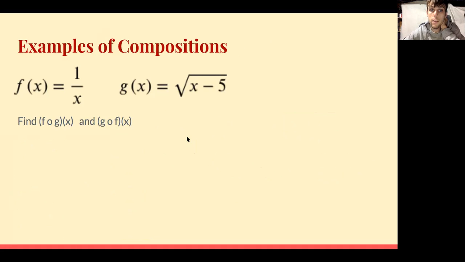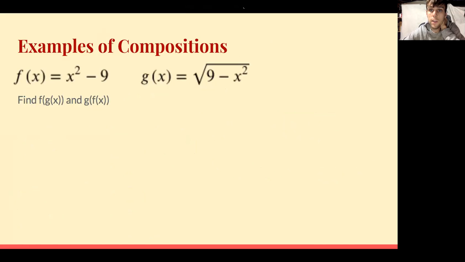Okay, and the last page here, we'll go ahead and look at these. All right, we have f of x is x squared minus 9, and then g of x is the square root of 9 minus x squared. Okay, we'll go ahead and do the first composition here, so we're doing f of g of x, which is root 9 minus x squared.